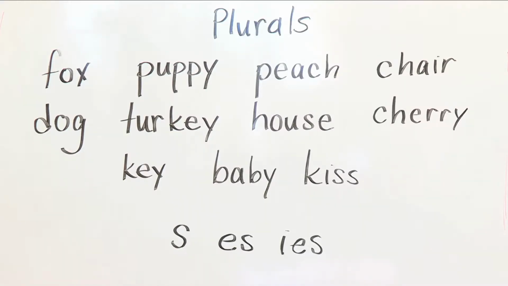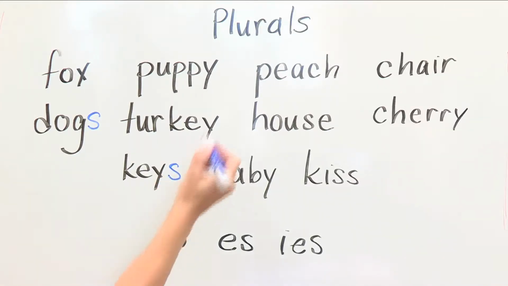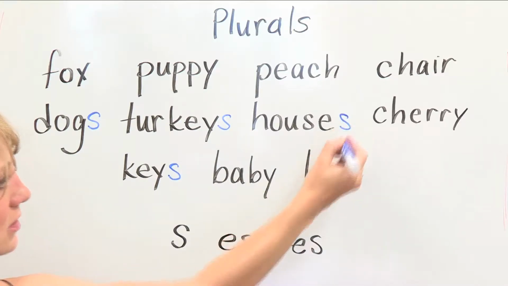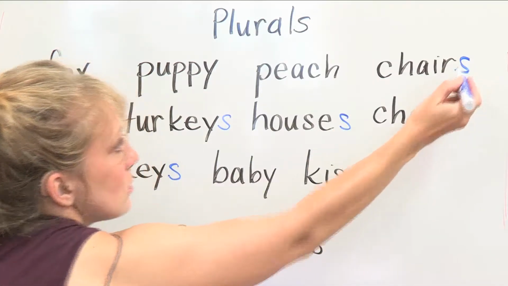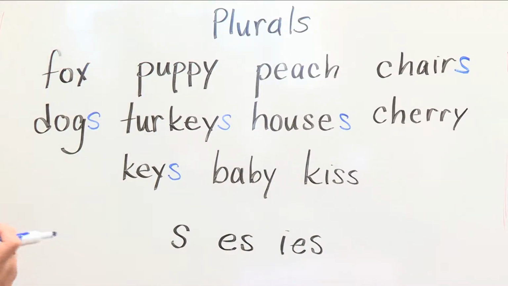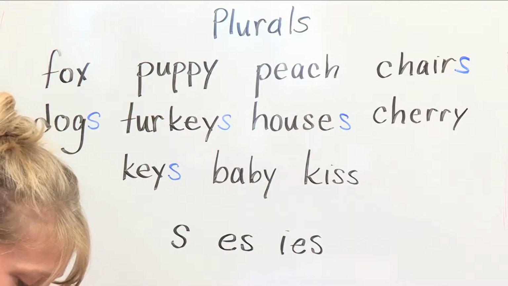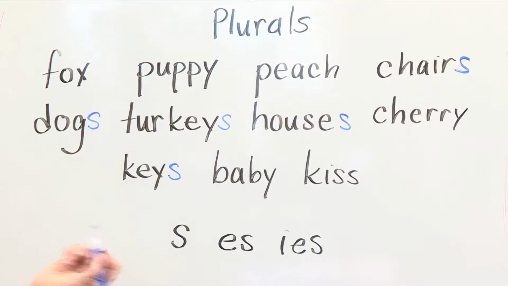So which words up here do I just add regular S? So we have dogs, keys, turkeys, houses, chairs. So if you noticed that, all right, we just added plain old S here. Now we can think about Y for a second, right? But before we do that, let's go to ES.